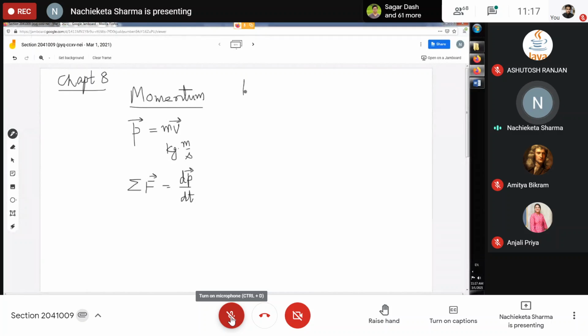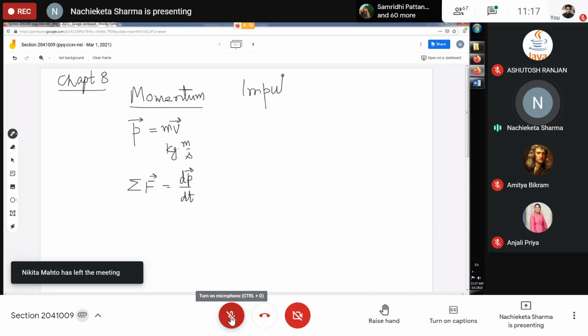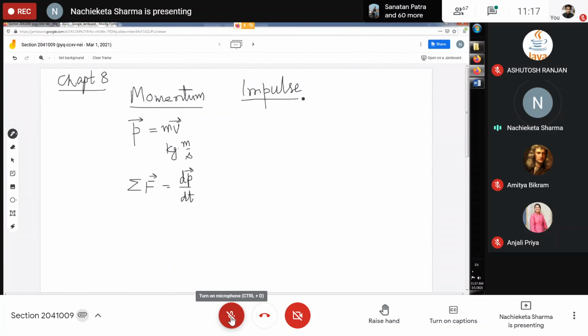Then I defined another new concept which is called impulse. Now what is impulse? Impulse is change in momentum. First I will define impulse, then I will express the impulse momentum theorem. Impulse J is defined as net force into time interval, when the force is constant.